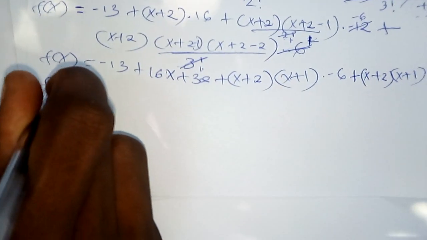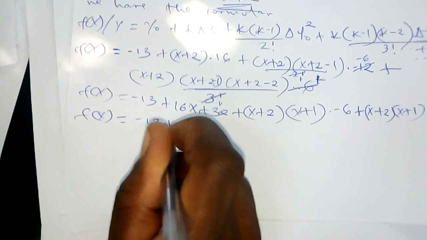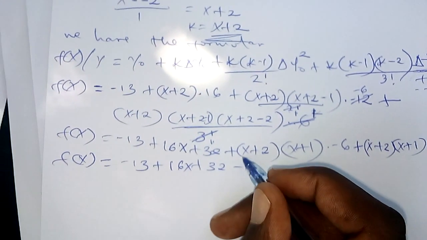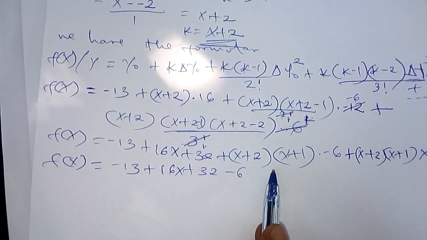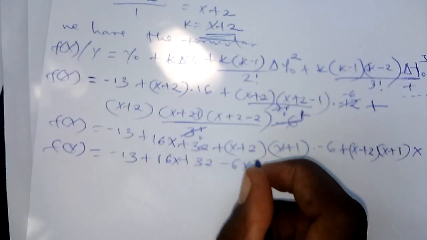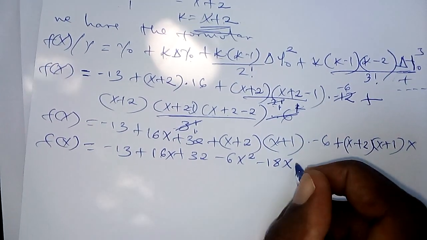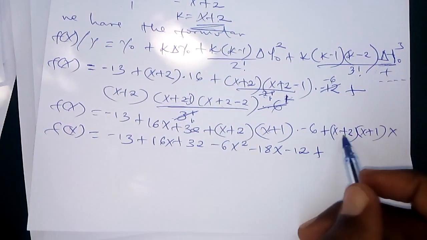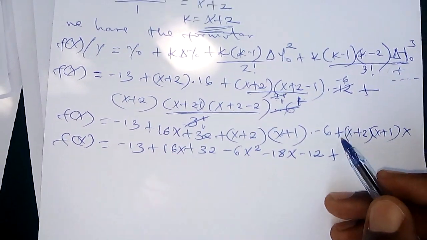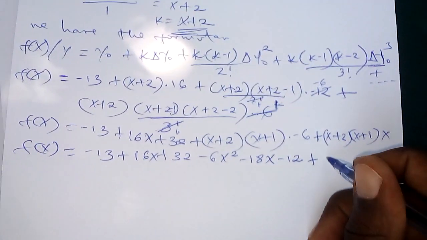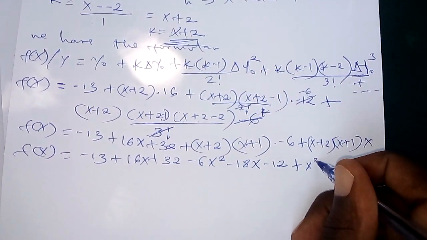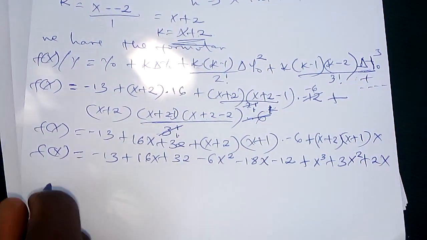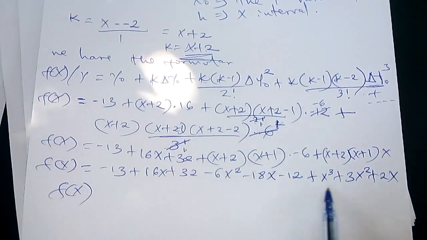We have f of x is equal to negative 13 plus 16x plus 32, minus 6. When you simplify this one out, it will be negative 6x squared minus 18x minus 12. So we have plus again, when you simplify this one out, it will be x cubed plus 3x squared plus 2x.